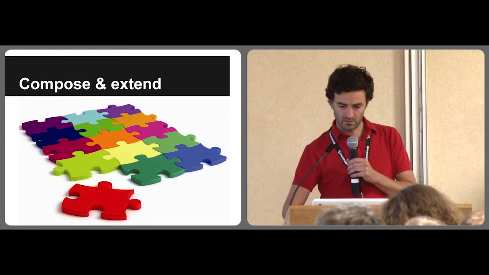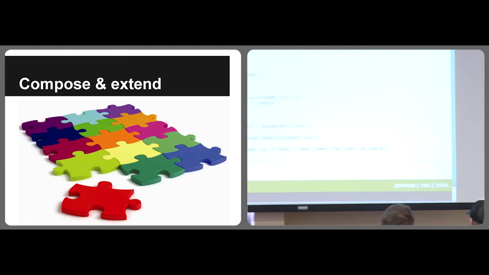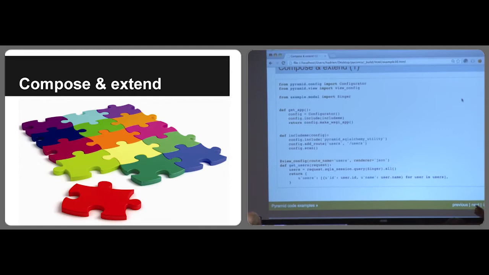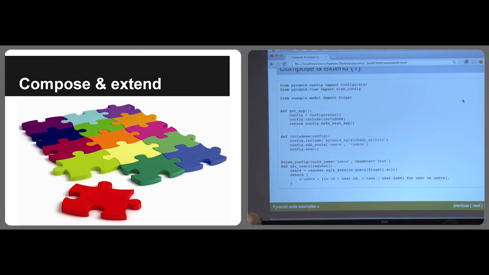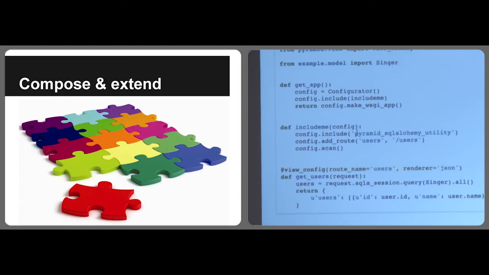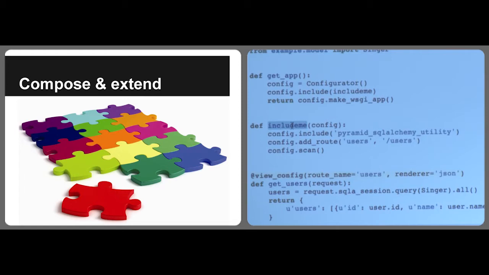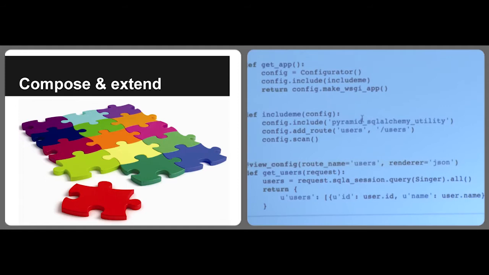So in terms of extendability, we created a really tiny library we called Pyramid SQL Alchemy Utility, which is being included here. What it means is that basically the Pyramid SQL Alchemy Utility module provides an include me method, the same as this one, which receives config as a first parameter. And this is really neat and really handy, because basically you have a clear and neat interface to include different modules, different dependencies.